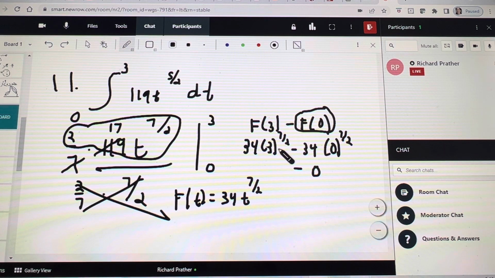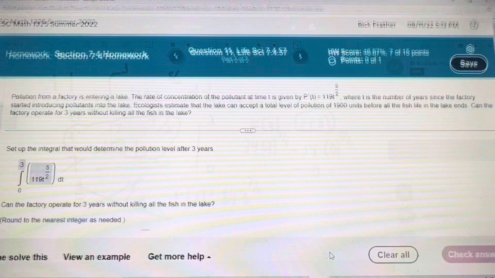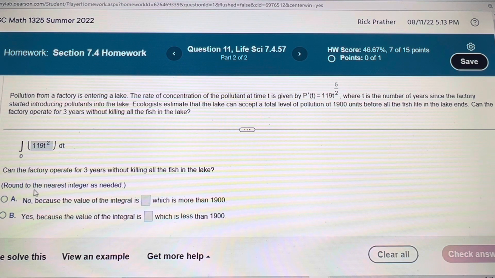And then you should try to do this next. No, that doesn't even come out evenly. Round to the nearest integer.